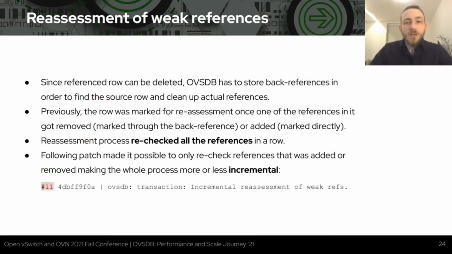Continuing to make the OVSDB server more incremental, we need to optimize reassessment of weak references. Implementation of weak references has the same problem of rechecking the whole set instead of rechecking only what changed, but it's also way more complicated. Though some rework of the way back references are stored allowed us to make the process more or less incremental in patch number 11.